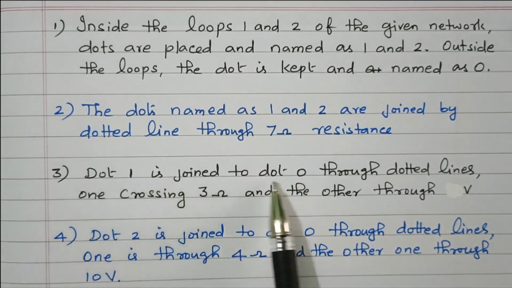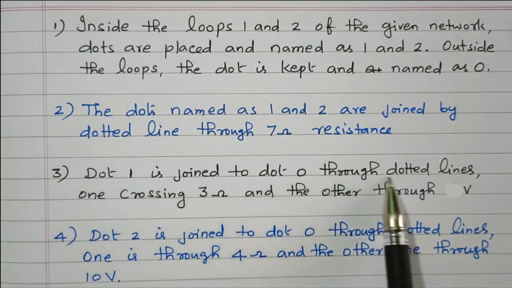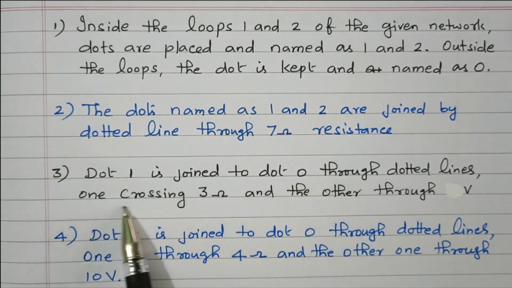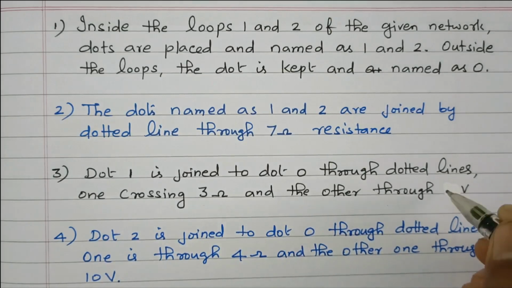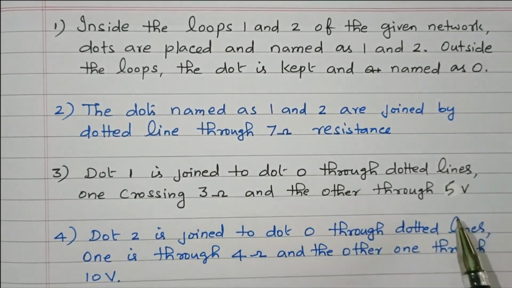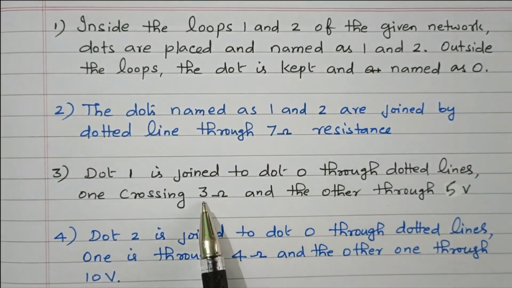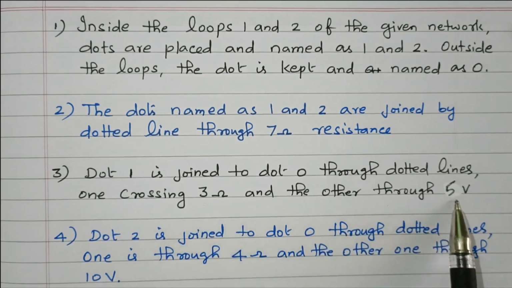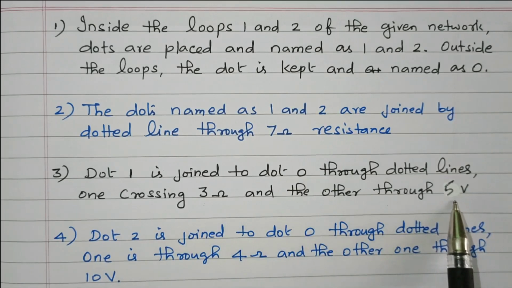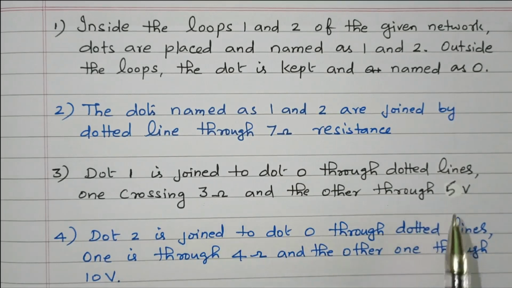Dot 1 is joined to dot 0 through the dotted lines. One crosses the 3 ohm resistor, another one crosses the 5 volt voltage source, so that this 3 ohm is converted into 3 mho conductance. The 5 volt voltage source is converted into a 5 ampere current source going in an upward direction, right?